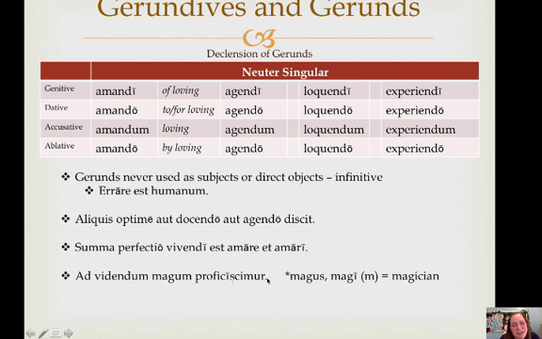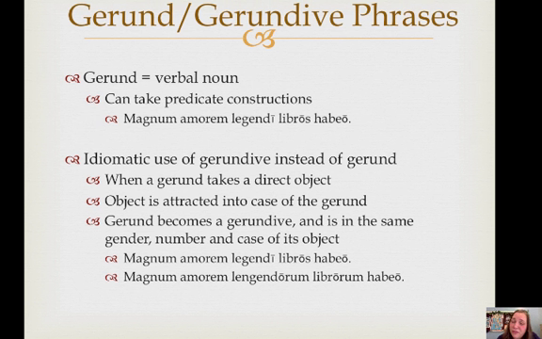Okay. Ad addendum magum proficiscimur. So if you guys want to push pause for a second and try to figure this sentence out. Remember, ad plus the gerund is going to be purpose, okay? And then I tell you that a magus, magi is a magician or perhaps a wizard. So proficiscimur, we're off ad addendum to see the magum, the wizard or the magician.